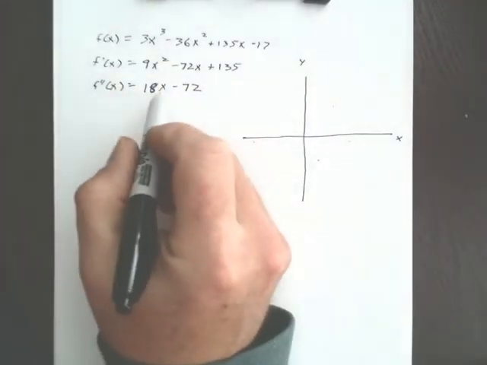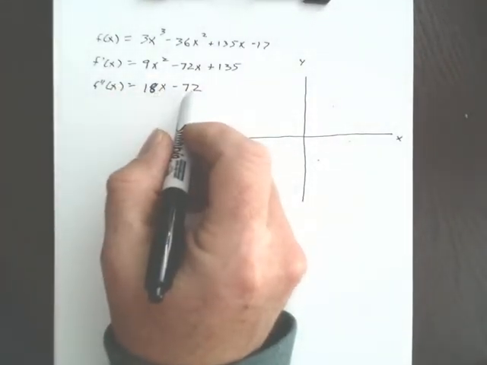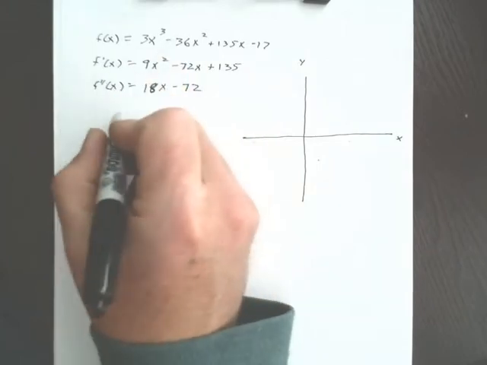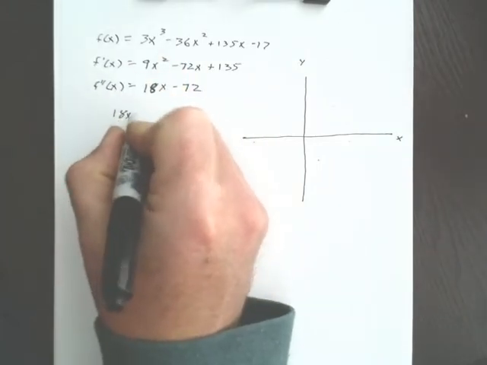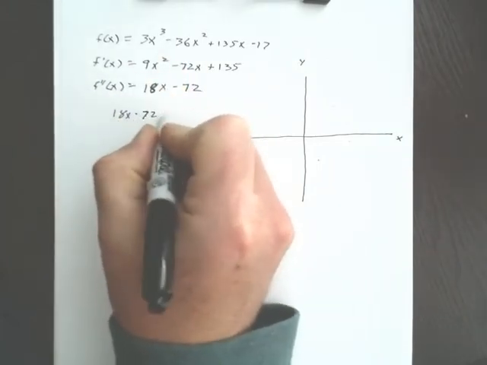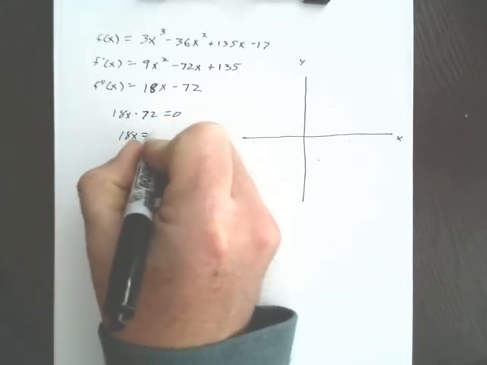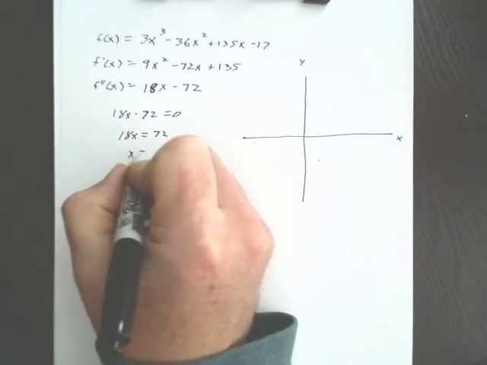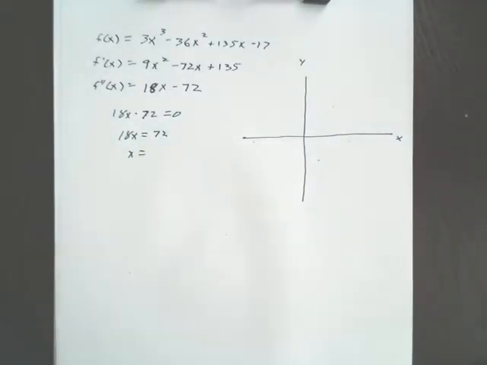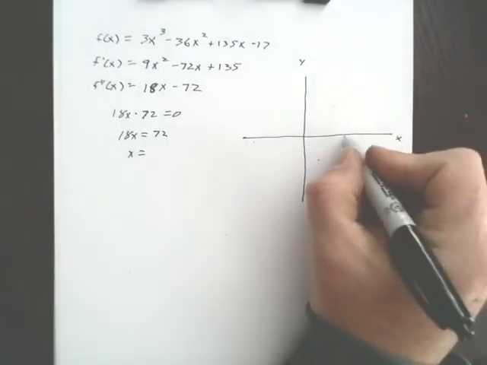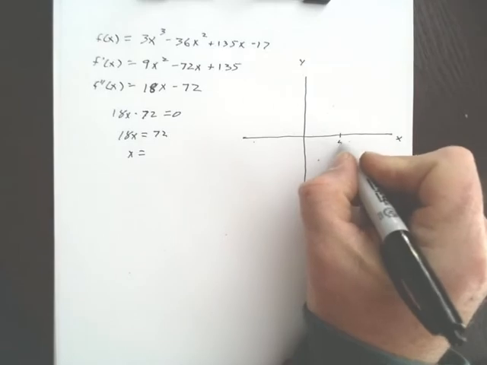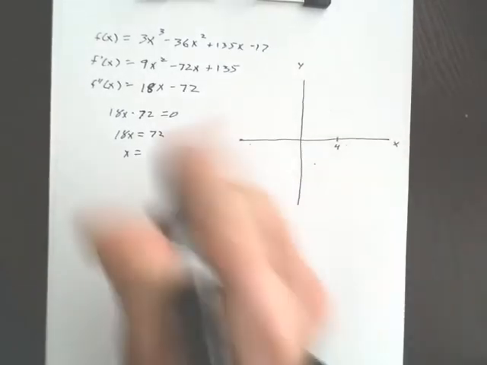Okay, so let's find our inflection point by setting the second derivative equal to 0. That's 18x minus 72 equals 0. 18x equals 72, and therefore x equals 72 divided by 18 equals 4. So at x equals 4 is our inflection point.